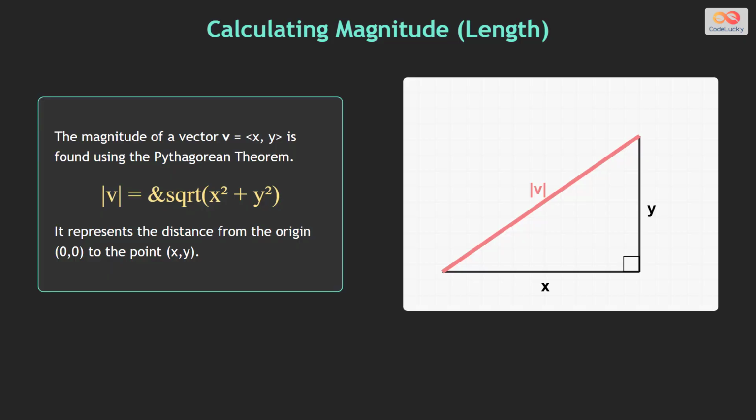How do we find the length of a vector if we know its components? We use the Pythagorean theorem. Since the components form a right triangle with the vector as the hypotenuse, the magnitude is the square root of x squared plus y squared.